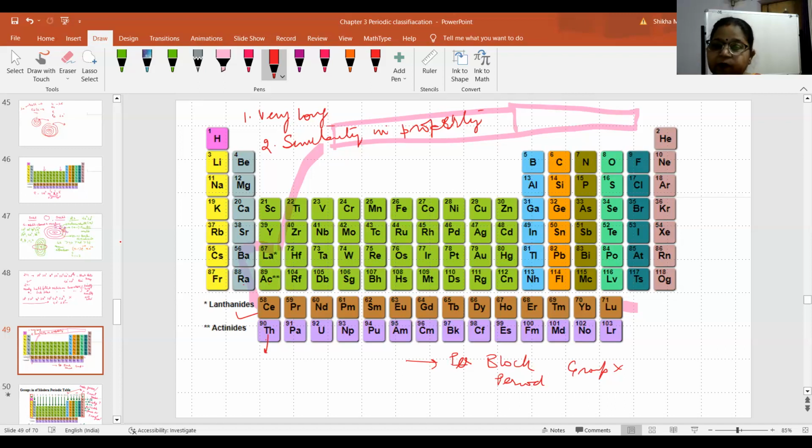One of the reasons for having similar properties is their almost identical size because of the property known as lanthanoid contraction. If you are interested in it, you can note it down. Otherwise, for class 11th students, it is enough to understand, right?